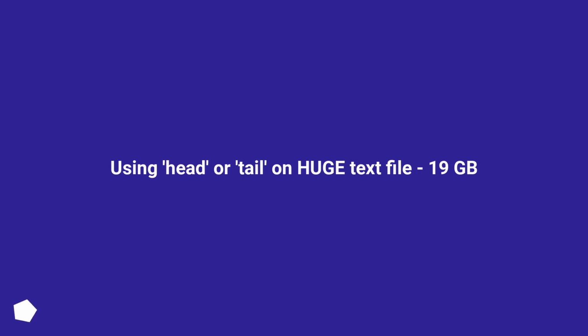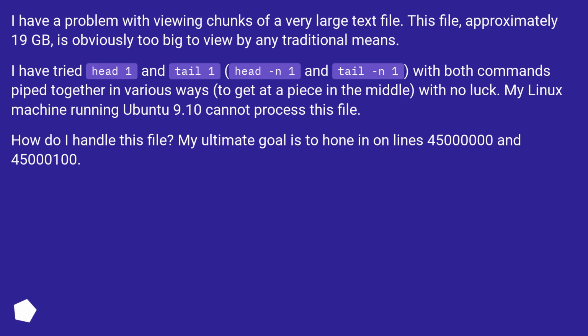Using head or tail on a huge text file, 19 GB. I have a problem with viewing chunks of a very large text file.